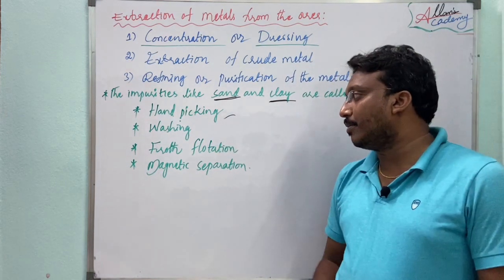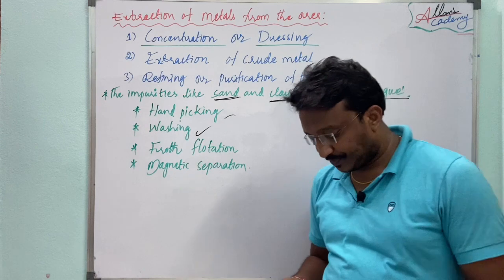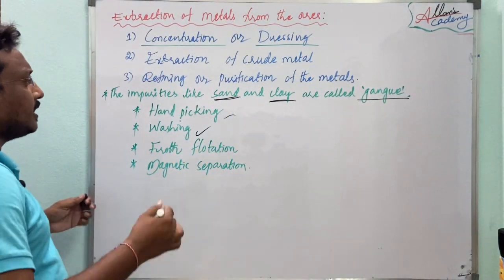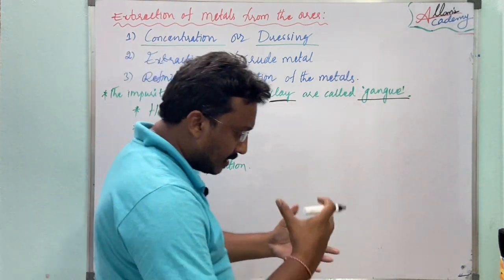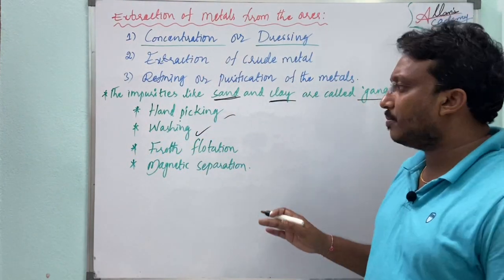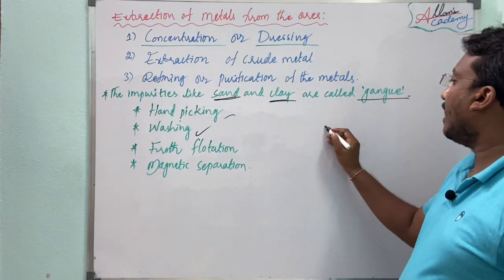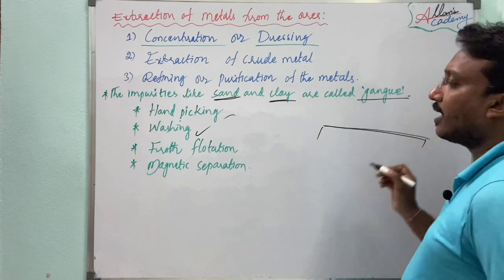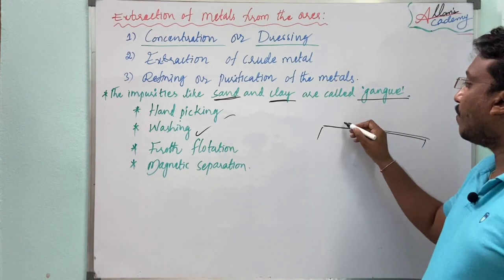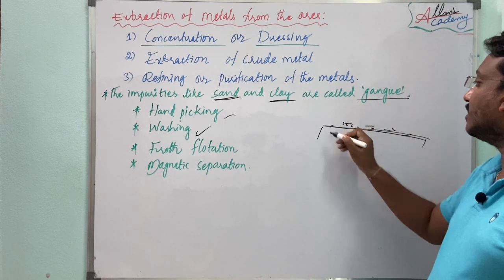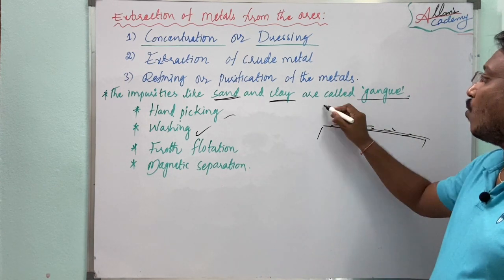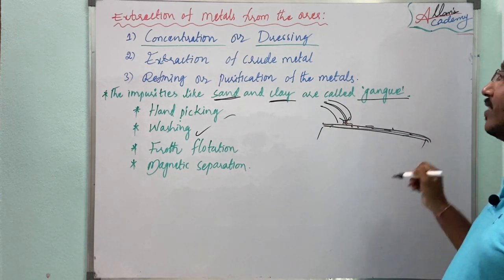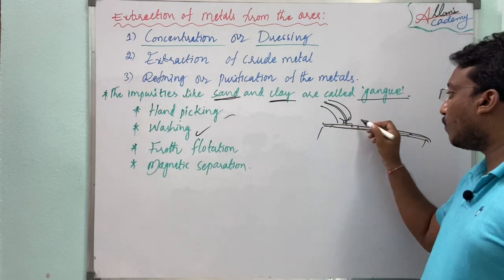Okay, this is hand picking. Next, washing. How will we do washing? This ore can be made into a fine powder, and it is placed on a sloping surface. The powder is dropped on the surface, and water is poured onto the sloping surface.